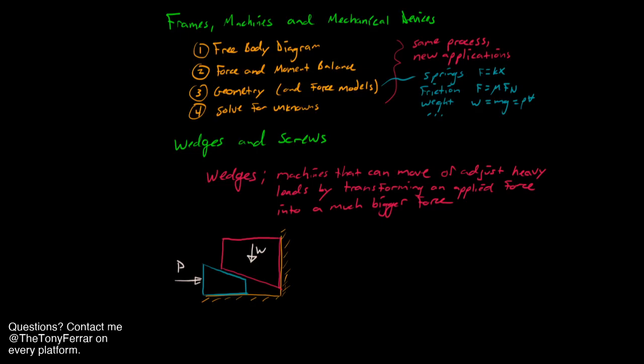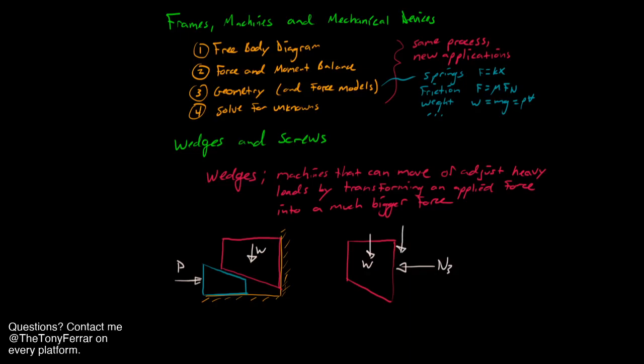Here's an example of a load marked with its weight W, and a wedge marked with an applied load P that would be used to, say, support it. And what we're going to do is draw two free body diagrams here. The free body diagram of the load, which is, again, experiencing its weight. It's also experiencing a normal force. I'm going to call it N3. I'm drawing this out of order, but that's okay.